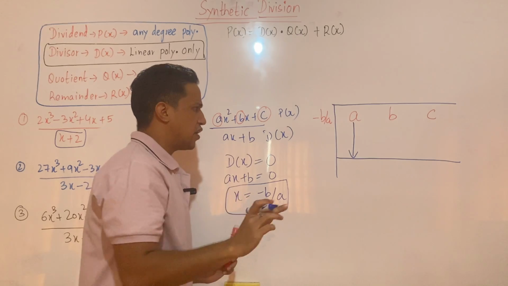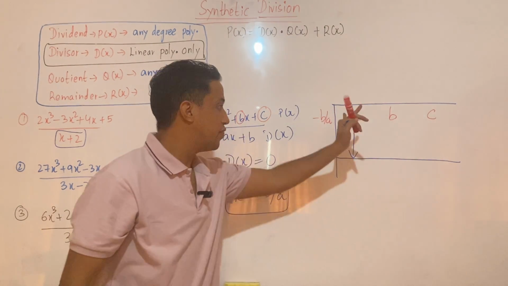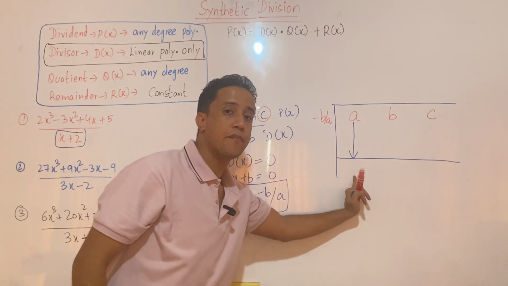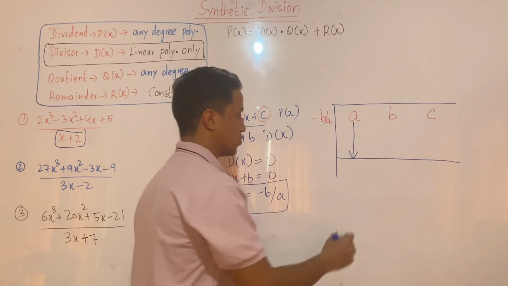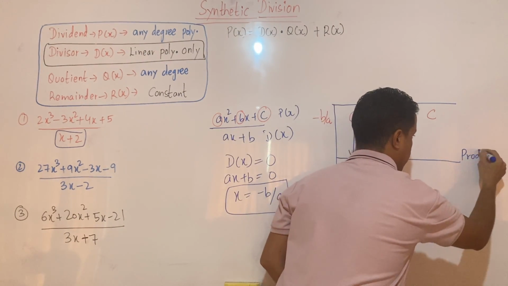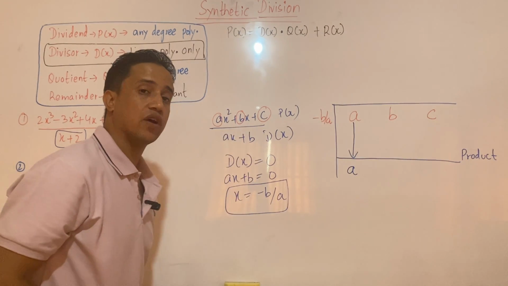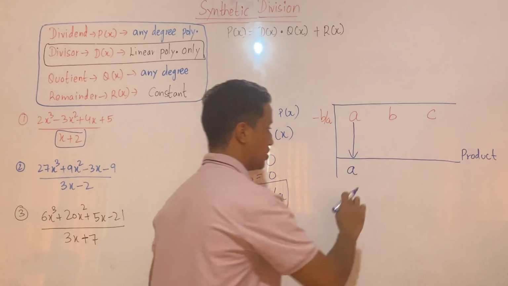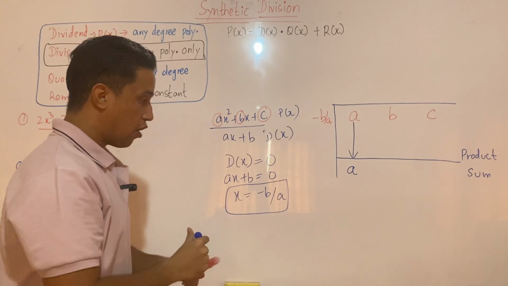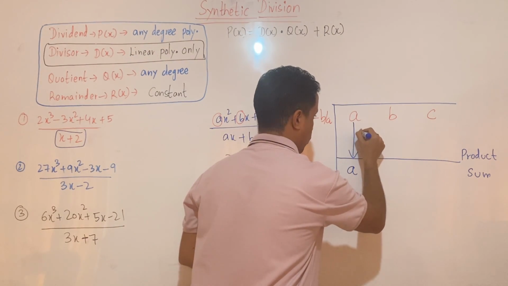Okay, so it's a rule. When you do synthetic division, the first coefficient, you have to bring it down. So a will come here. Here I will write product, because this row will take the values of the product and this row will take the values of the sum. Now this was my first step, so I wrote step 1.